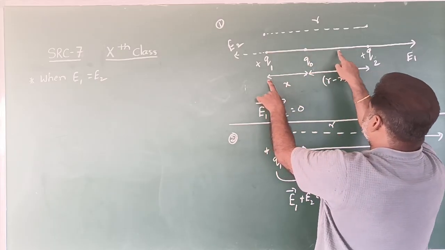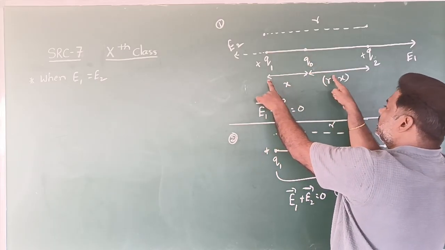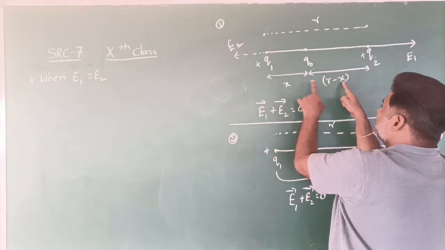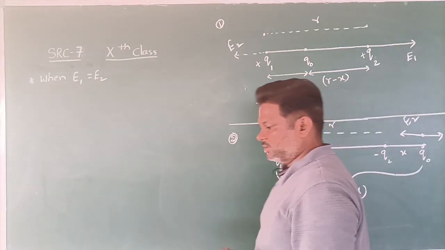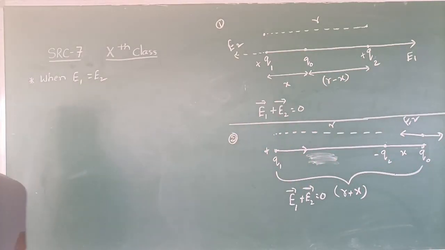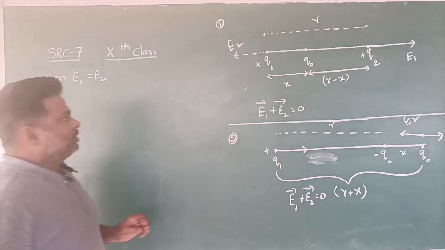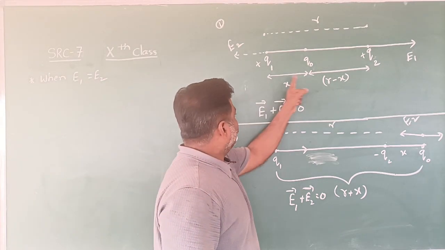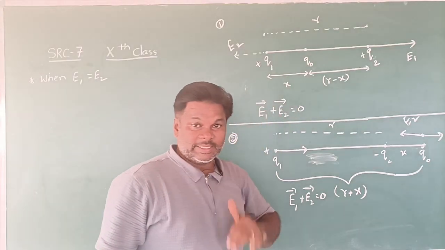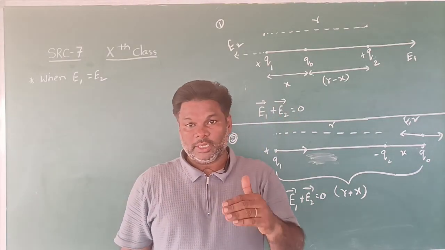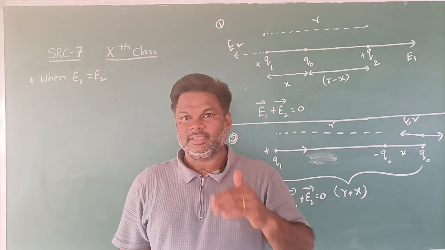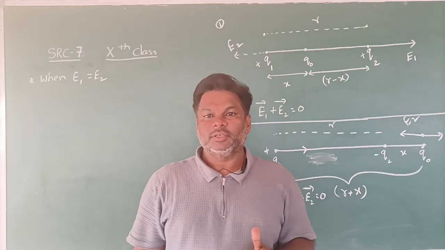Suppose this is located here, means from here to here it is x distance. The remaining distance is r minus x. The total distance between Q1 and Q2 is r, and the null point is located at a distance of x from Q1. Now we are going to calculate the distance x in terms of Q1 and Q2.